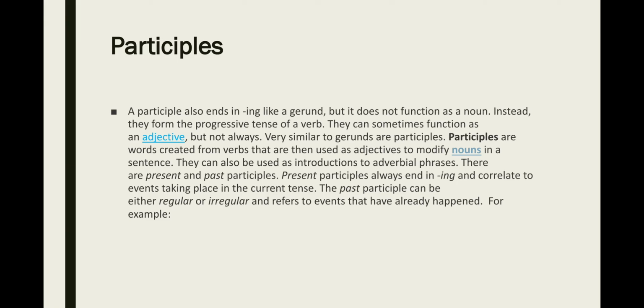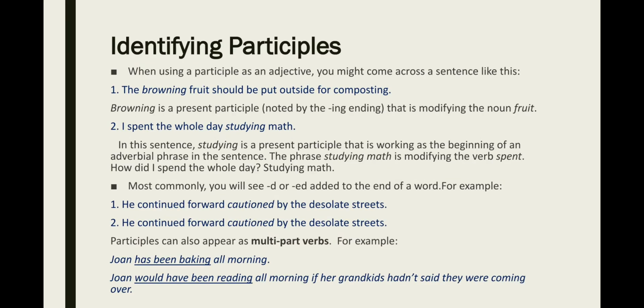There are present and past participles. Present participles always end in ing and correlate to events taking place in the current tense. The past participle can be either regular or irregular and refers to events that have already happened. For example, now we're coming towards identifying participles and we'll consider some examples here as well.